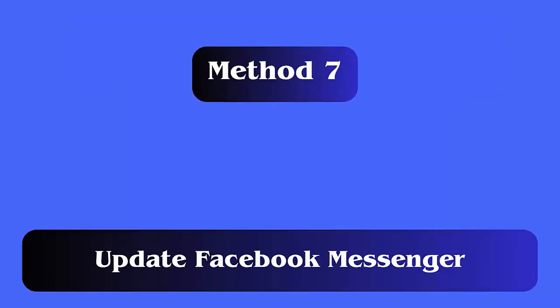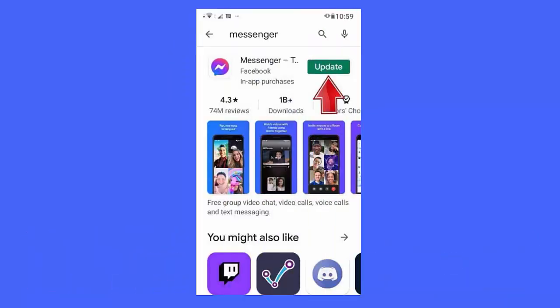Method 7. Update Facebook Messenger. Follow the steps. Open the Google Play Store on your Android. Search for Messenger. If there is an update available, tap on the update button next to Messenger to download and install the latest version.